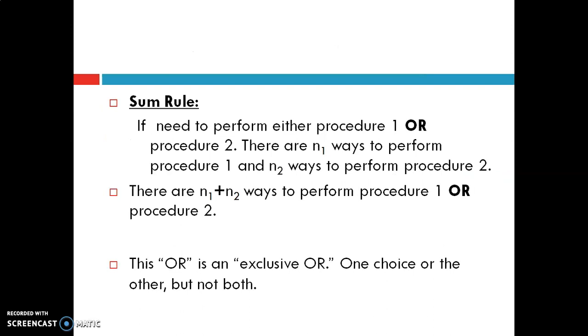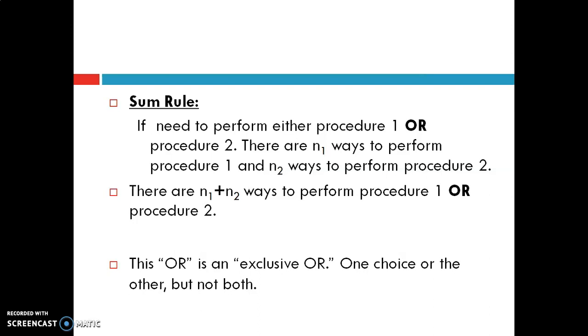Sum rule: if we need to perform either procedure 1 or procedure 2, and there are n1 ways to perform procedure 1 and n2 ways to perform procedure 2, there are n1 plus n2 ways to perform procedure 1 or procedure 2. Here the sum rule is for or, meaning either procedure 1 will be performed or procedure 2 will be performed, but not simultaneously. So this or is an exclusive or, one choice or the other but not both.